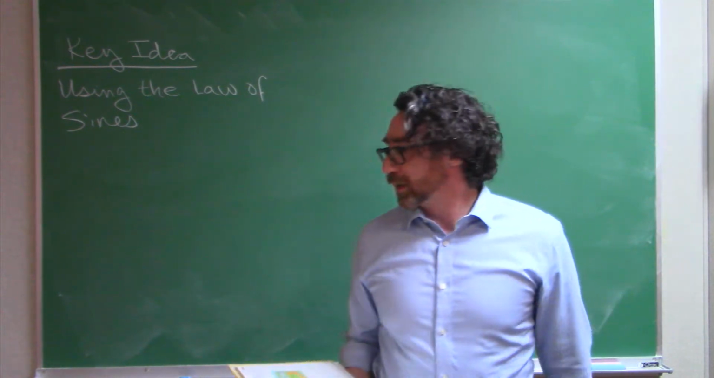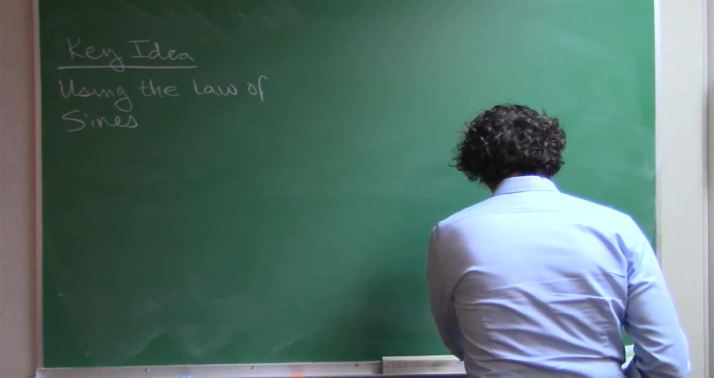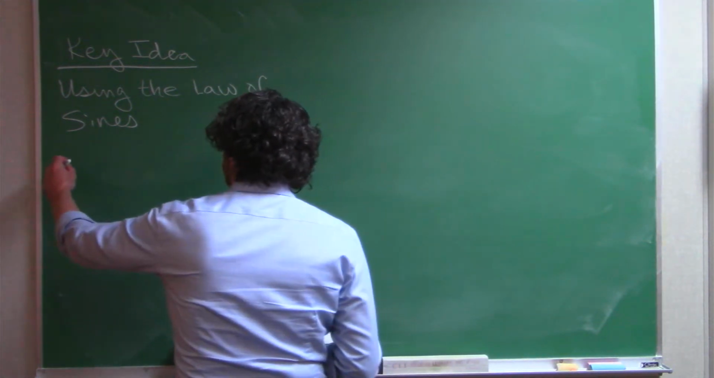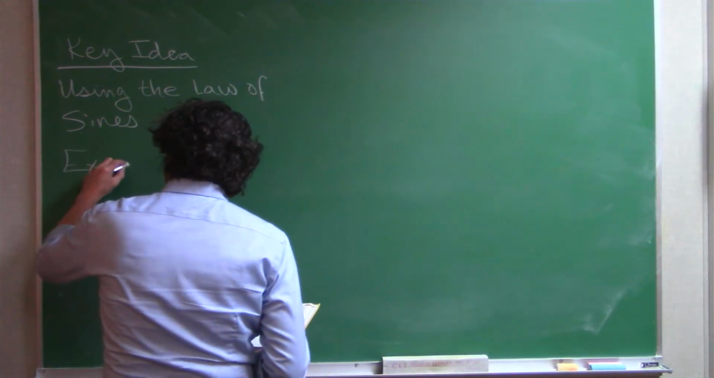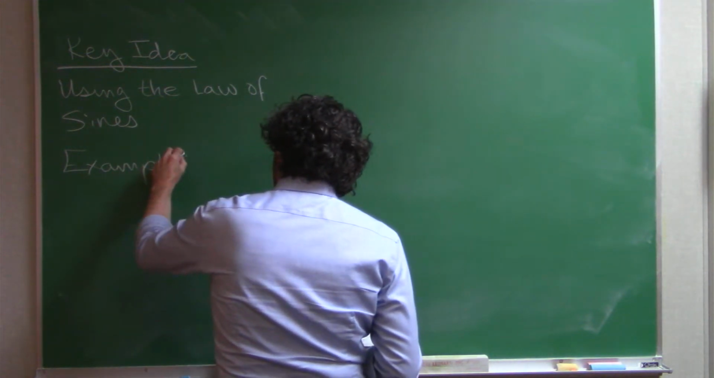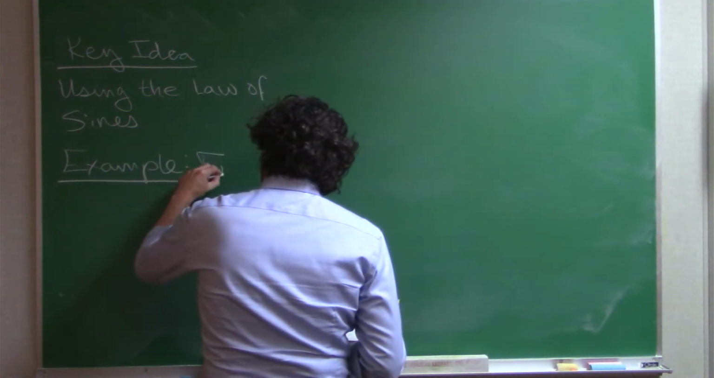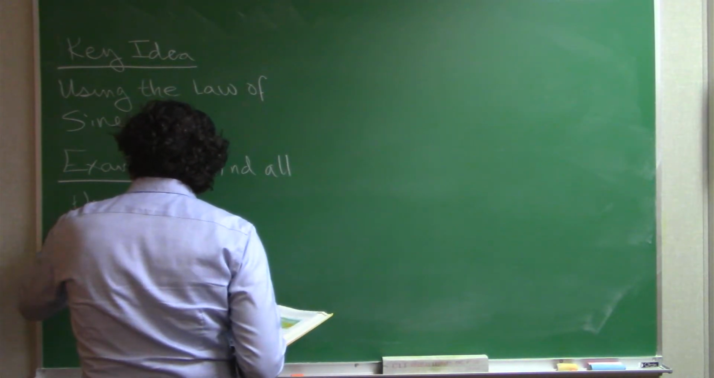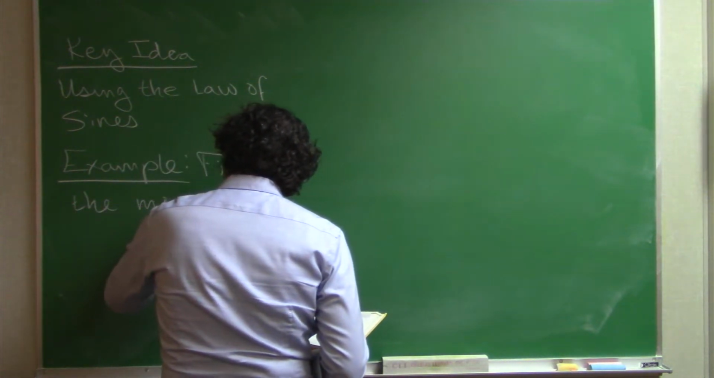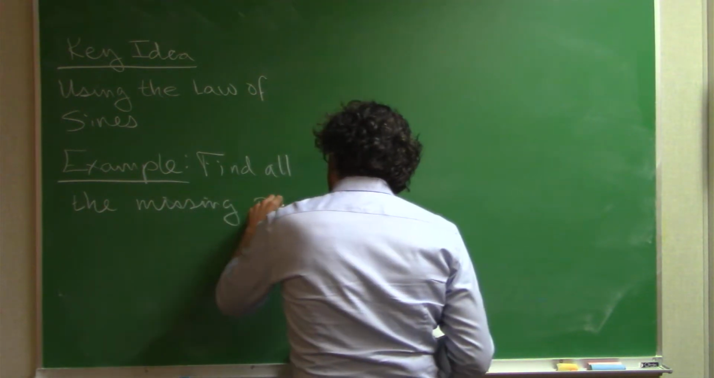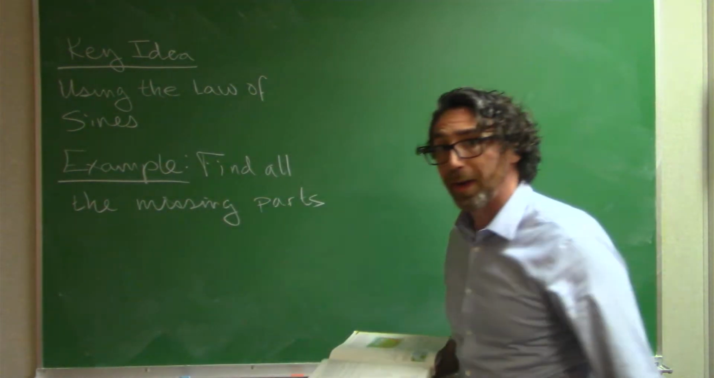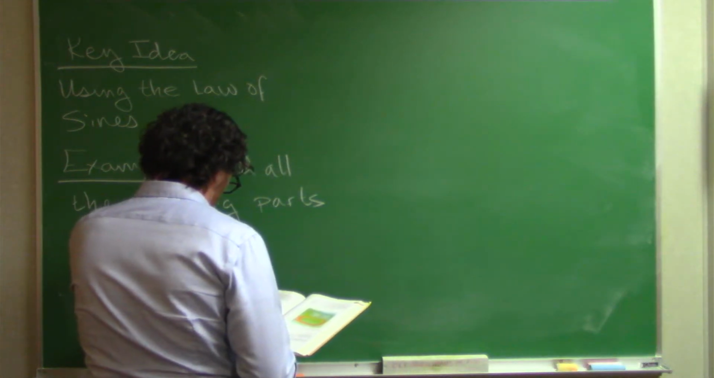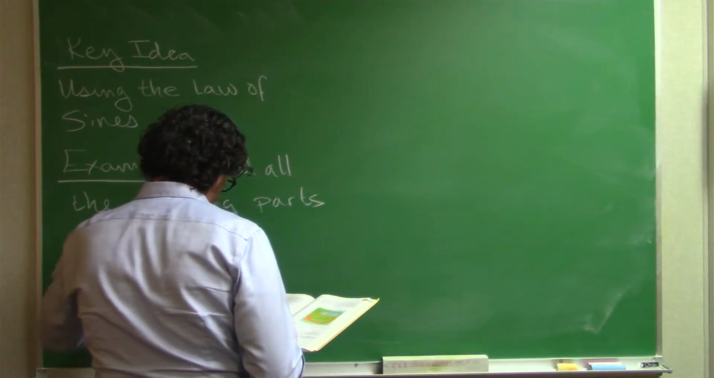So I'm just going to take a problem out of our textbook and work it as such. Okay, so in this example, we are going to find all the missing parts to our triangle. All right, so the problem tells me I have a triangle ABC.